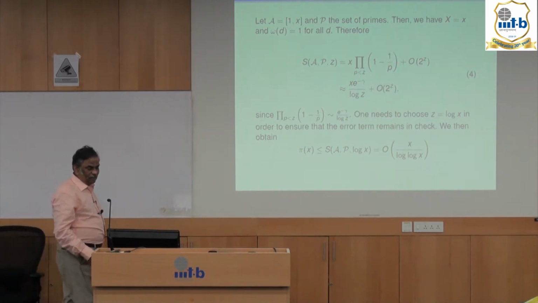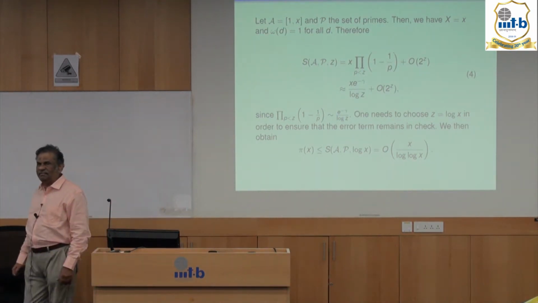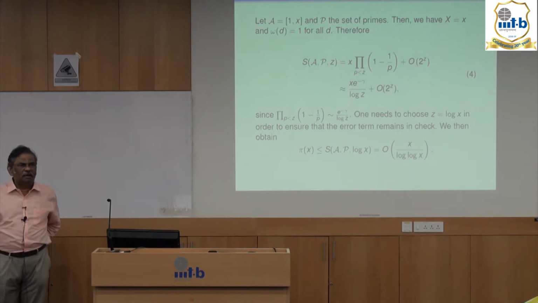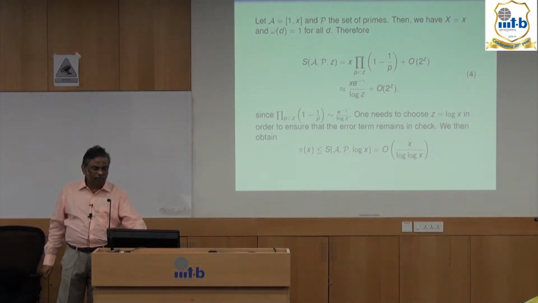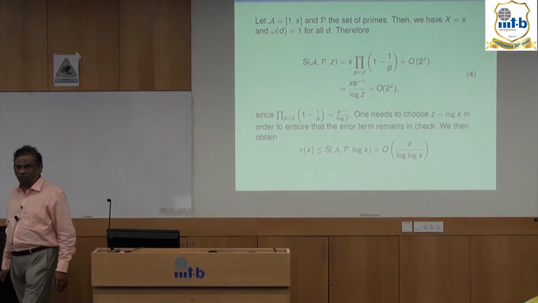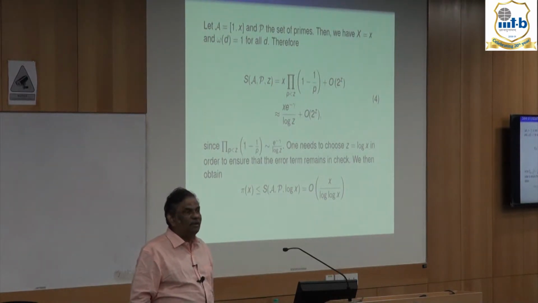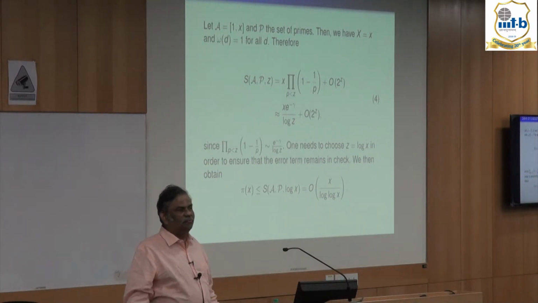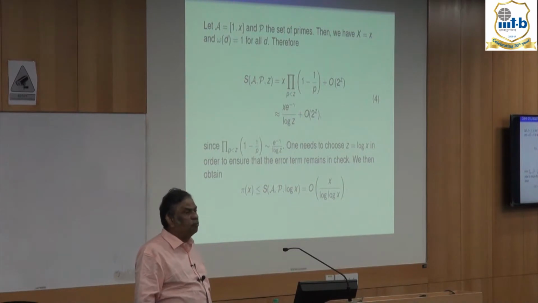That essentially means, you see, you have a main term which is something like x times e power minus gamma divided by log z, because it is known that the product of (1 minus 1 over p) is something like e power minus gamma by log z. But there is an error term which is 2 power z, and therefore you can choose z only to be small enough that the error is smaller than the main term. If the error term exceeds the main term, there is nothing you can do, which essentially means you are forced to take z to be something like log x by 2.